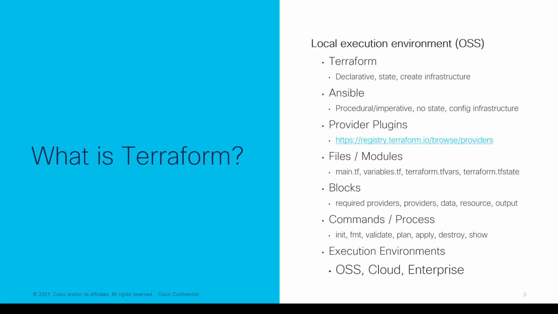Now, blocks are like the different chunks of code that you're going to put into your main.tf or similar files. The first one is called required providers, and this one basically just says which provider plugins do I need to download onto the local machine so that when I run my Terraform code, it can actually make those API calls against those target systems successfully.